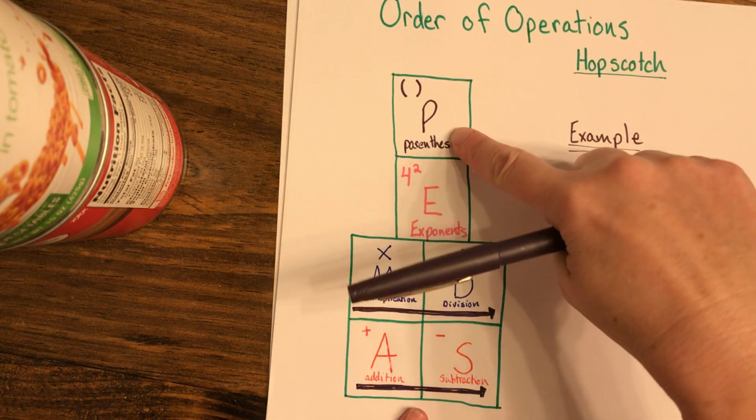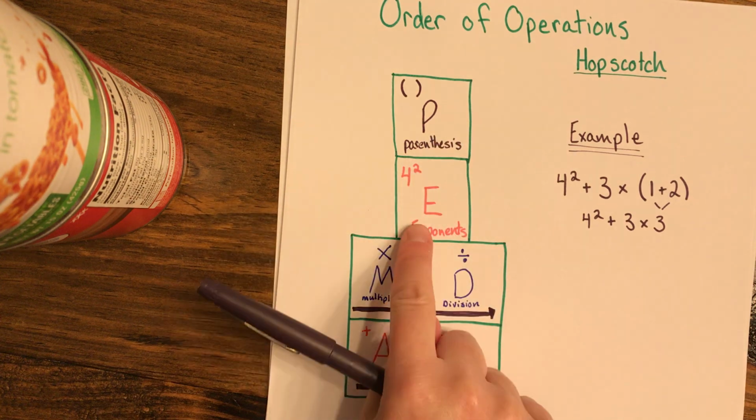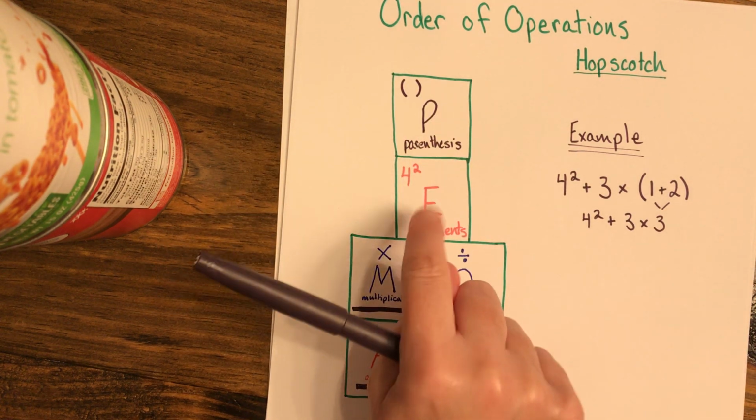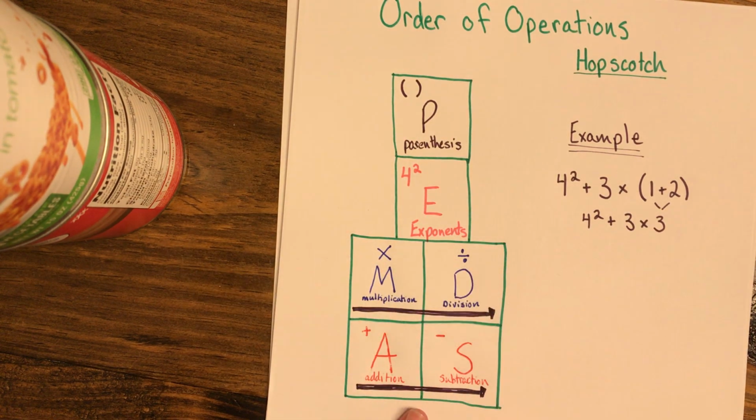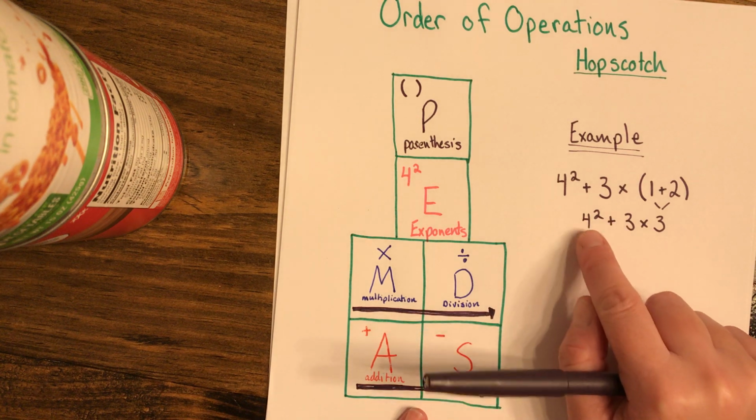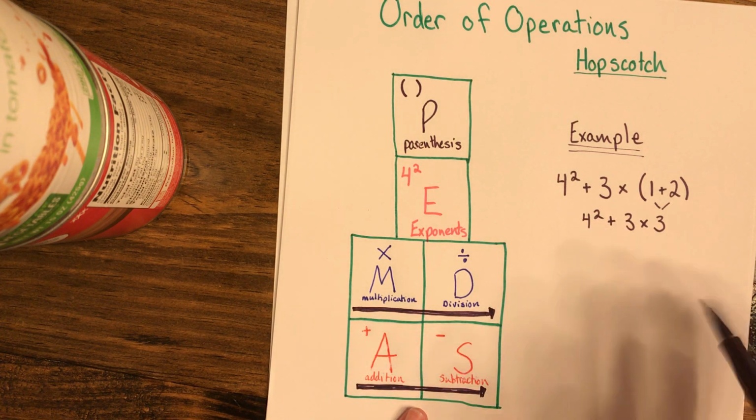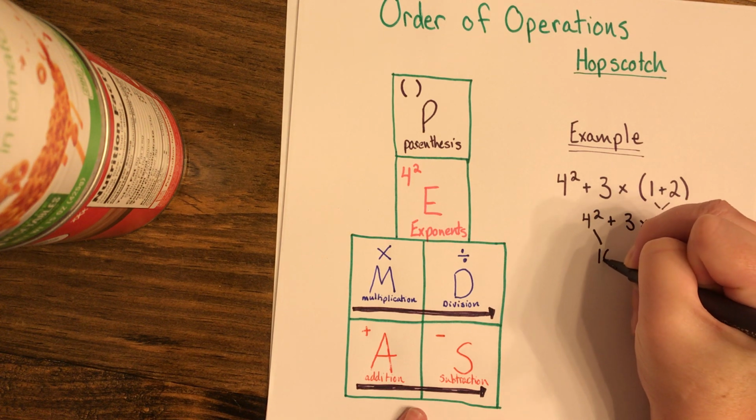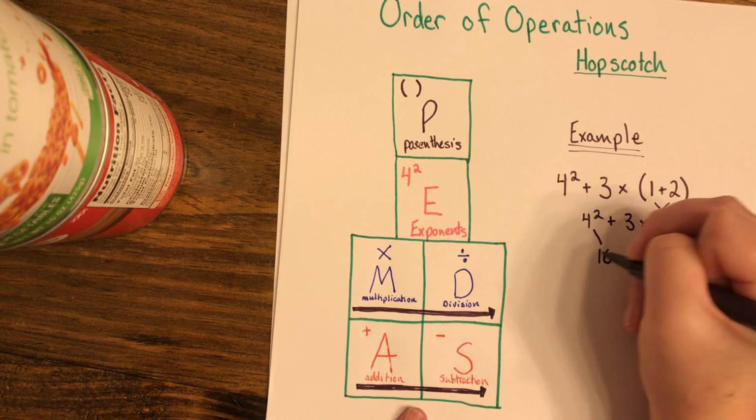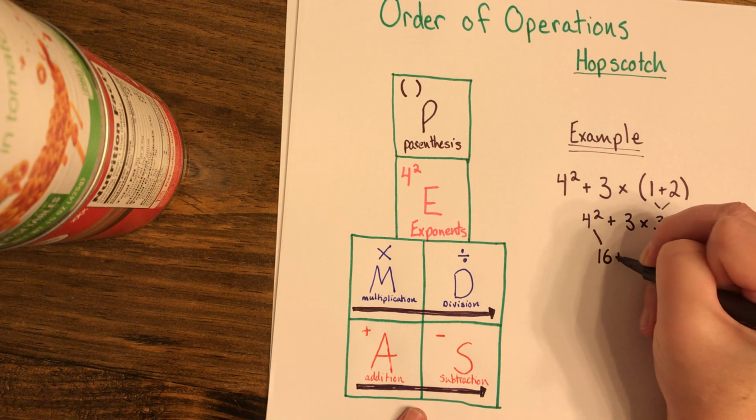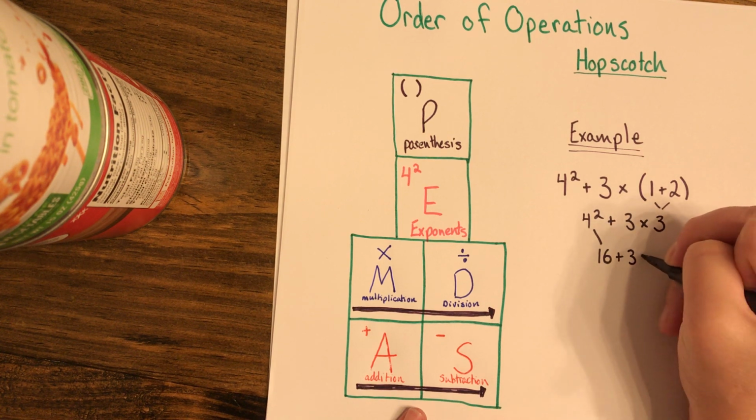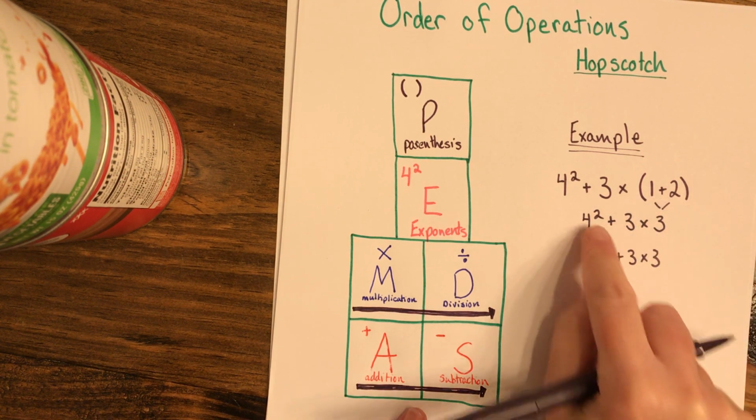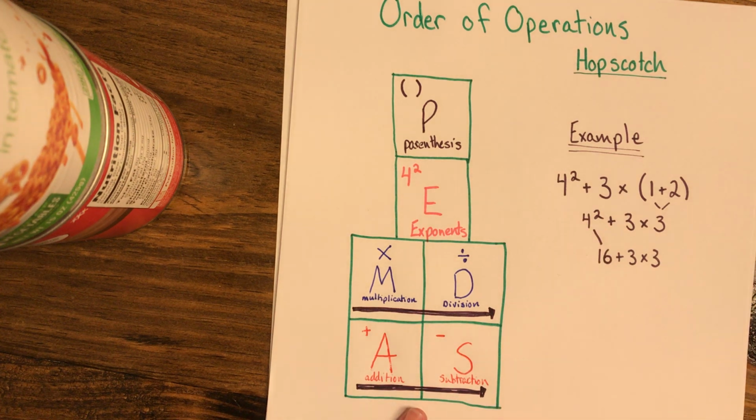So next in my hopscotch, I went to the parentheses. The next in the hopscotch is to do the exponent. So let's do the exponent. 4 to the second power is 4 times 4, which is 16. And as I said, you don't have to know this, but I want to give you an example. So now you've got 16 plus 3 times 3. You only take out one thing at a time.